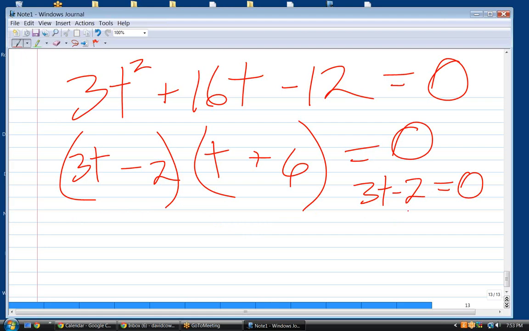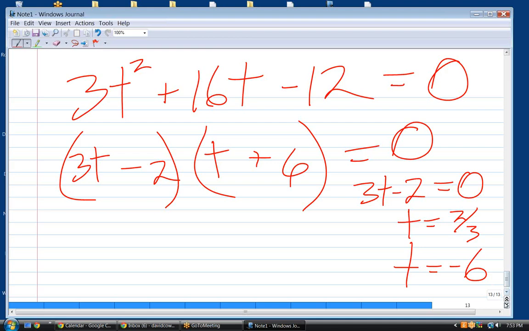You're going to divide each by 3? Well, first of all, I'm going to add 2. And then t is going to be 2/3. So the opposite sign isn't always the answer. If you have a coefficient in front other than 1, then it's never going to be the answer. It's always going to be a fraction like this. And then the other answer? It's going to be -6. It's always the negative of this number if there is a 1 in front of it.